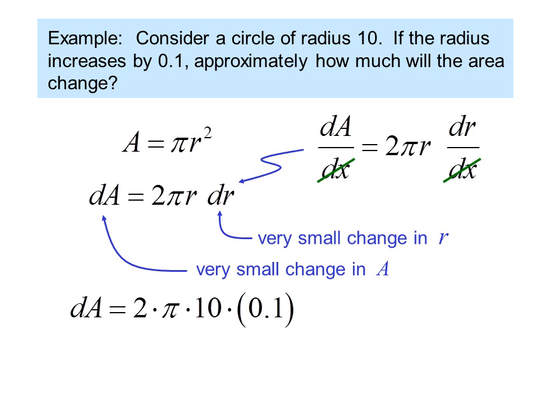Now in our problem, we had a reasonably small change in r, although still not very, very small, but we are going to use 0.1 as our very small change in r, and we'll use 10 as our radius. If we plug those numbers into our expression for dA, we get dA equals 2 pi, which is the approximate change in area.